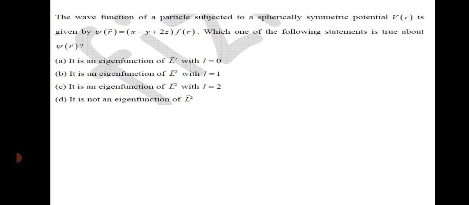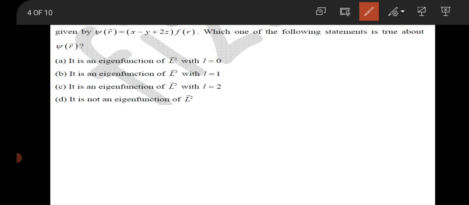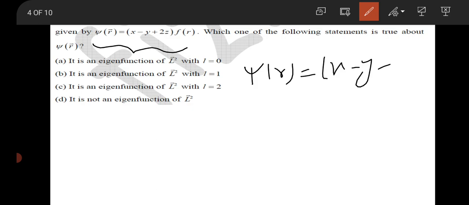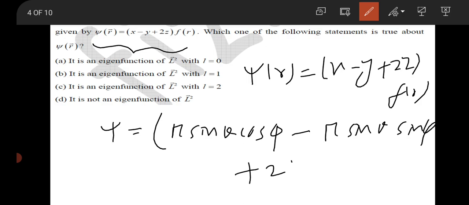Okay. So it's an important question. This concept is framed into different questions from time to time. Okay, so it's one of the important questions you can say. The given wave function psi(r) is equal to (x minus y plus 2z) over f(r). Okay, so first of all use the spherical harmonics. That is, we will replace x as r sin theta cos phi. We will replace y as r sin theta sin phi and z as r cos theta. Okay, over f(r).